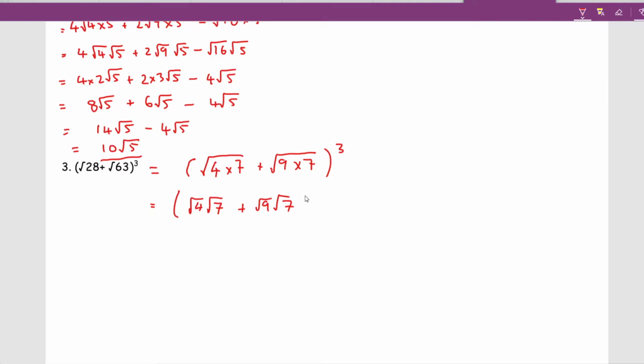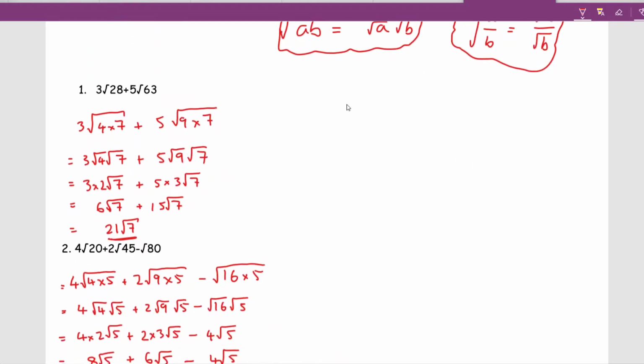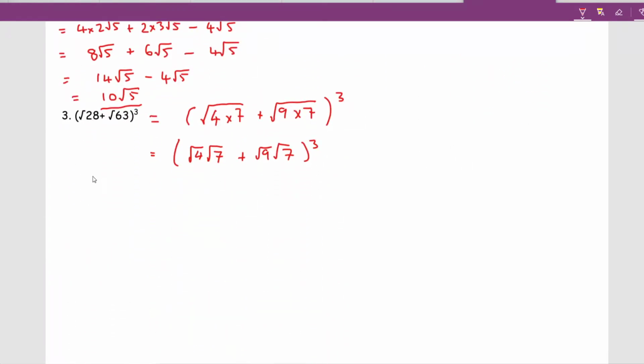So I've used my rule that I introduced at the beginning, splitting up the product. And then I go and square root my square number. So square root of 4 is 2, so I get 2 root 7. And I square root 9, which is 3 root 7. Keep the cube outside. Then I simplify this bracket. So that's 2 root 7 plus 3 root 7 gives me 5 root 7.